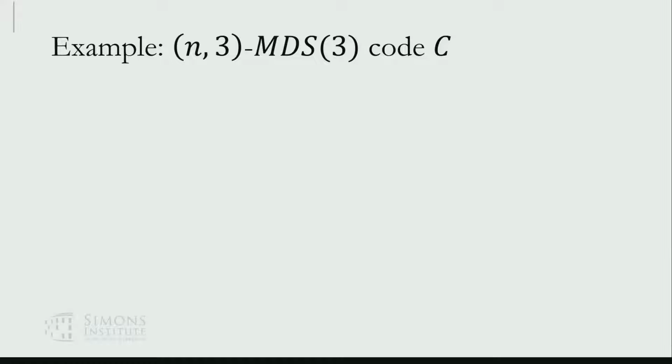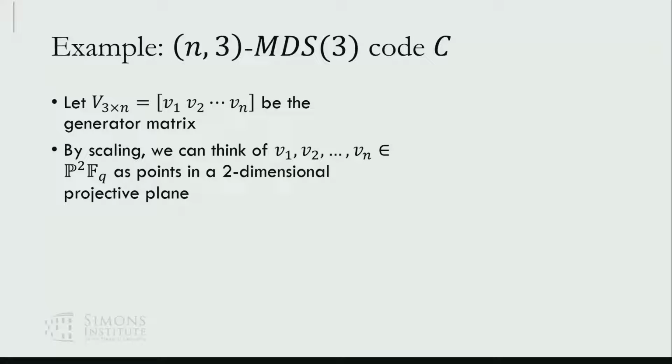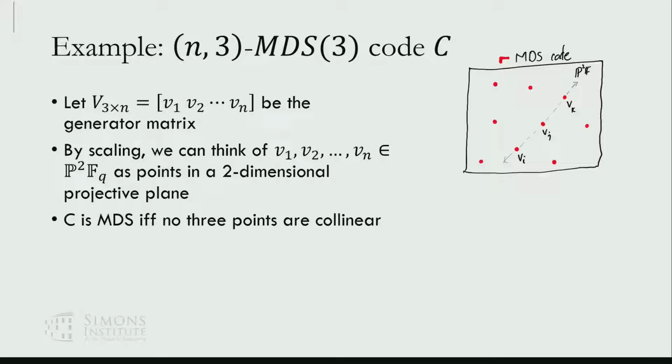an n,3 code. So it's a 3-dimensional code. So its generator matrix has 3-dimensional vectors as its columns. Because scaling the columns doesn't really change the property of MDS or the higher order MDS, I can always scale the columns so the first row is 1, or in other words, I can think of them as points in 2-dimensional projective space. So that's what I will think about. So I'll think of them as points in a 2-dimensional plane. And so these are my points.